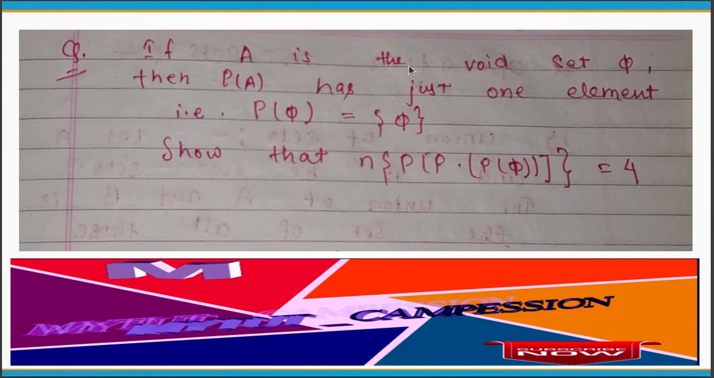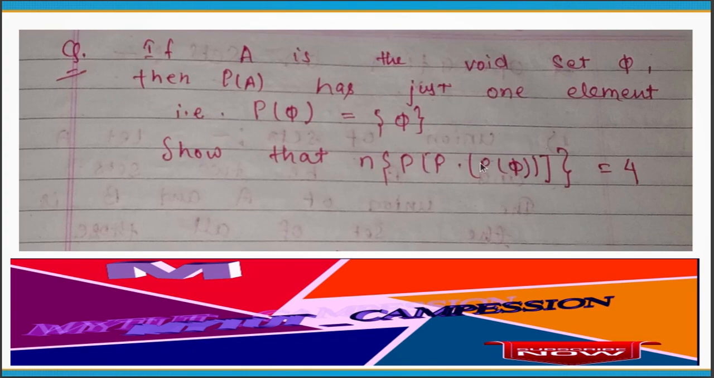Now here is a question given to you. If A is a void set phi, then P(A) has just one element. That means the power set has one element, phi. P(phi) equal to {phi}, which has one element.